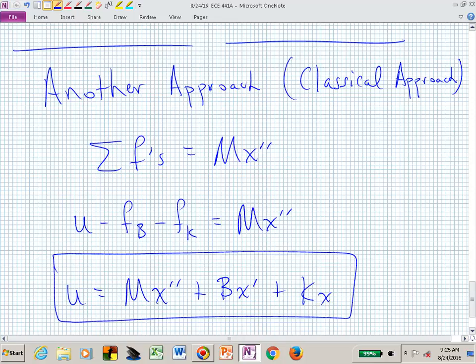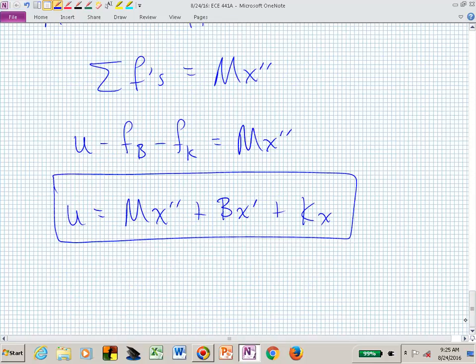Or we could do sum of the forces equals 0 if we include the inertial force in our development. That's the time domain description of that system. Those are all arguments of t: u of t, x double prime of t, x prime of t, x of t.